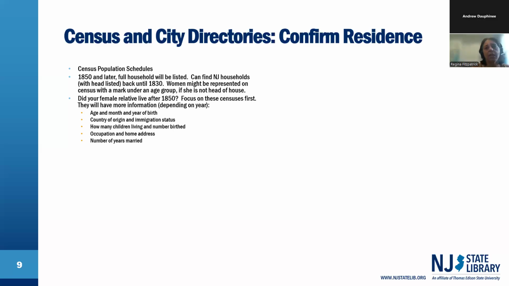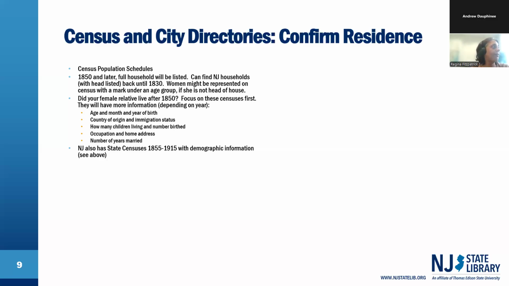Once you get into the early 20th century, you start to get a lot more demographic information. You can get month and year of birth if you're looking for a birth record, that might be helpful. Country of origin and immigration status, the number of children she has had in total, plus the number of children that are living. Those are two separate figures that can be very useful. Her occupation and home address, and also the number of years married. So all useful information.